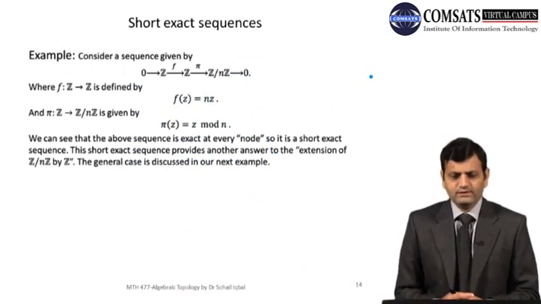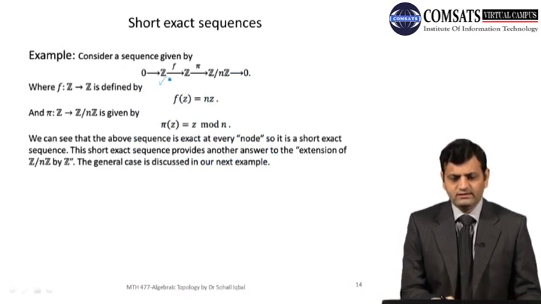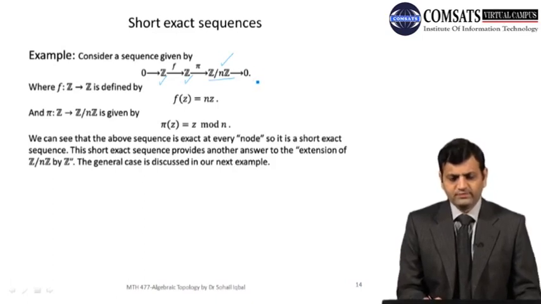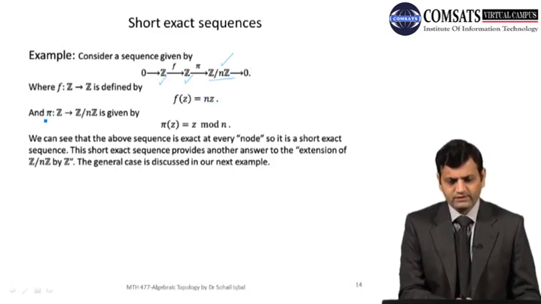Consider another example. In this case our Z modules are Z, Z and Z quotient nZ. We discussed what this Z module is, and of course Z is trivially a Z module. So this is a sequence of Z modules. How do we define this function f? We take Z and it goes to nZ. And how do we define this function pi? It takes any integer z and takes its mod n.